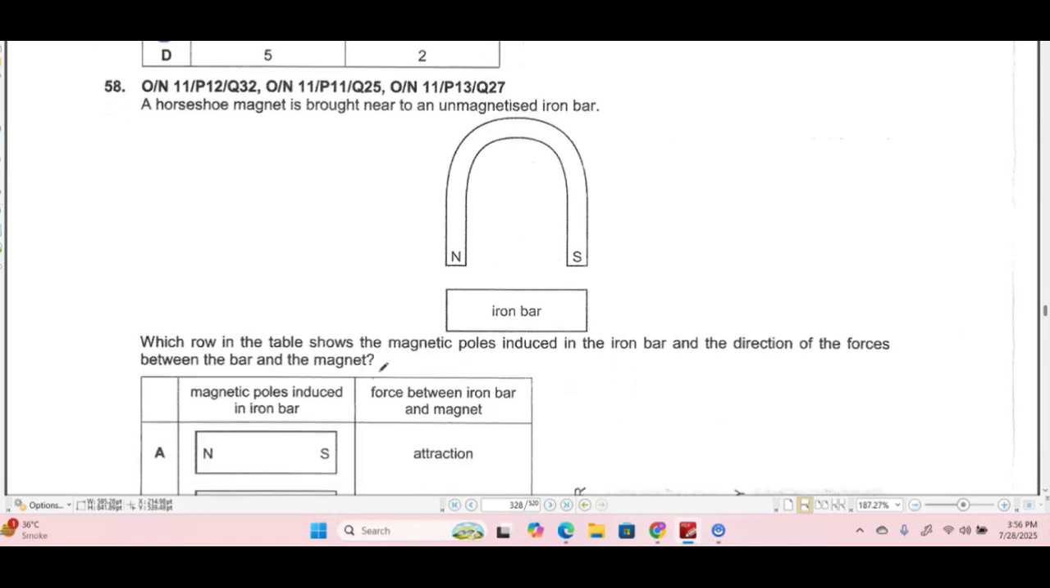Question 58. The horseshoe magnet is brought near to an unmagnetized iron bar. Which row in the table shows the magnetic poles induced in the iron bar and the direction of the forces between the bar and the magnet? If this is north, so this is going to be south, and this is going to be north.